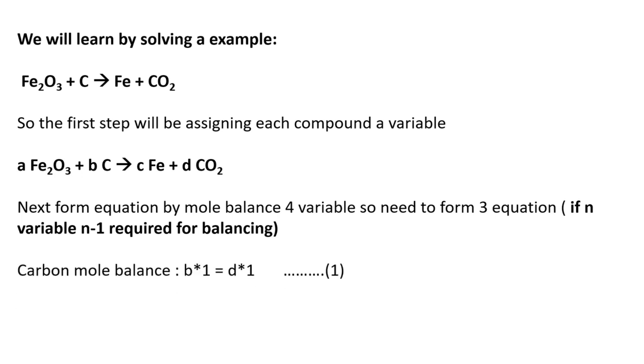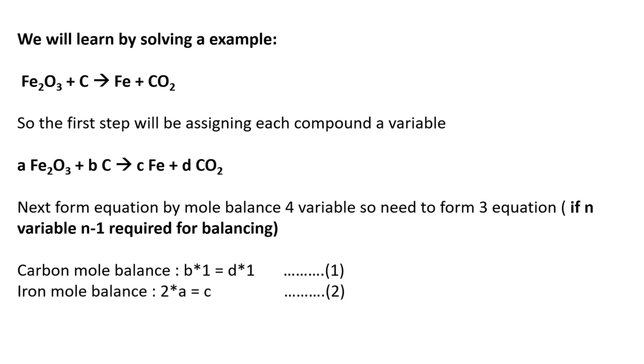So first, if we do carbon mole balance, we can see 1 mole of carbon on the reactant side, B into 1, and similarly in the product side compound, the number of carbon atoms is 1, so D into 1. So for the mole balance in carbon, whatever moles of carbon are reacting should go to the product. So B equal to D. This is the first equation we get.